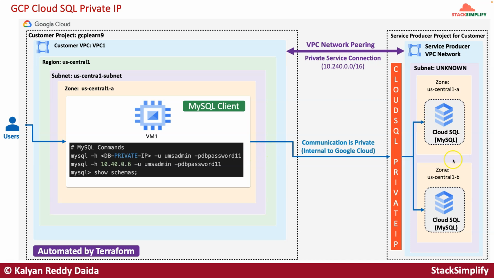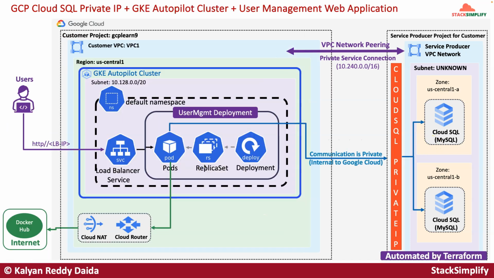And we'll test once the Cloud SQL MySQLDB is created. We will test by creating a simple VM instance in our VPC network and access it with a private IP. Once that is done, now we'll go for the bigger implementation where we will implement user management web application, which will be deployed on the GKE Autopilot cluster, and which will connect to the Cloud SQL private IP, and the entire communication is going to be internal to Google Cloud and which is going to be private.